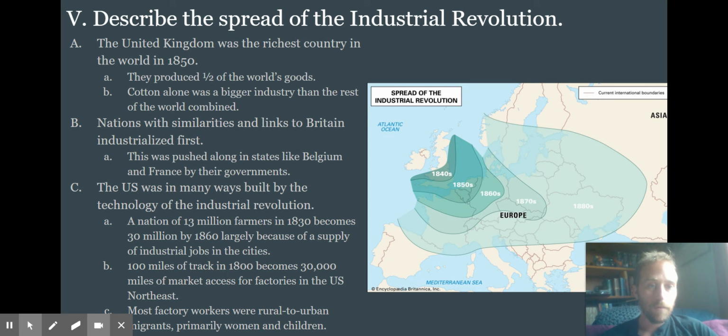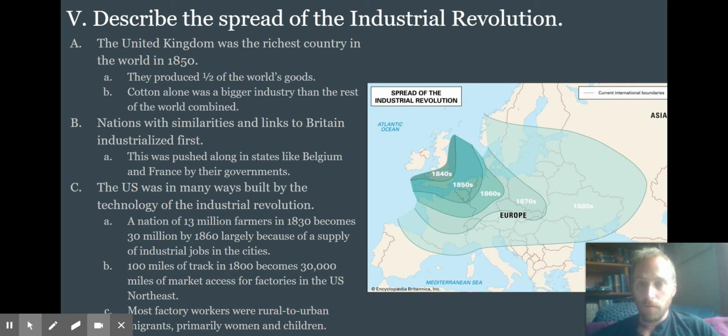And so the governments of states like Belgium and France basically start funding people to build factories instead of growing potatoes, for example. In the US, millions of people emigrate to the United States because they've lost their farming jobs or their cottage industry jobs in the European countries that are industrializing, and they move to this country and largely to the cities where there are factories being built as well.